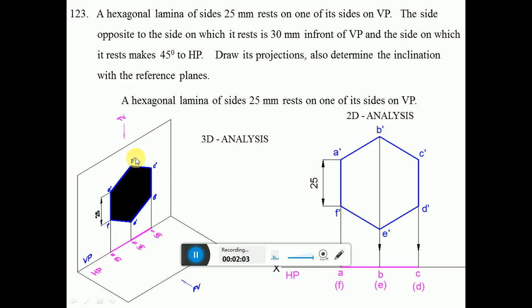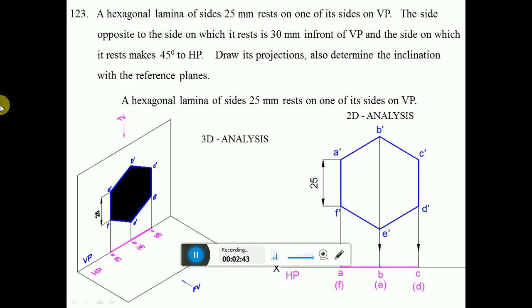Since the surface is parallel to VP, obviously that surface is perpendicular to HP. So in HP you are going to get a line here. This is how we do the 3D analysis. But when it comes to 2D, again you can see that all the sides are parallel to VP. So you can see that this is the true shape here, of 25 mm side. Since the surface is perpendicular to HP, in HP you are going to get a line.